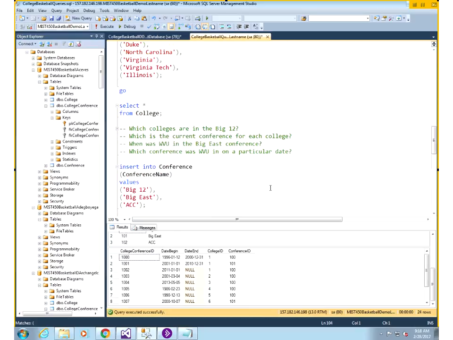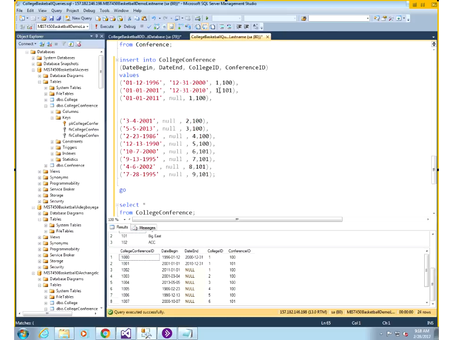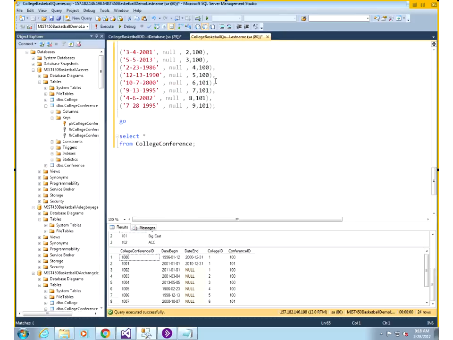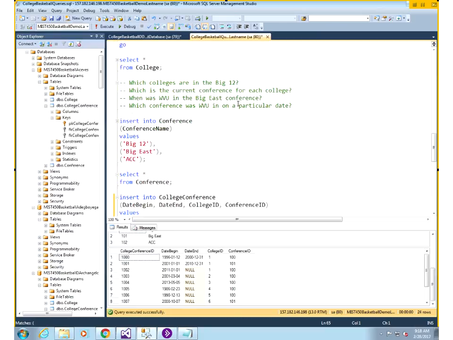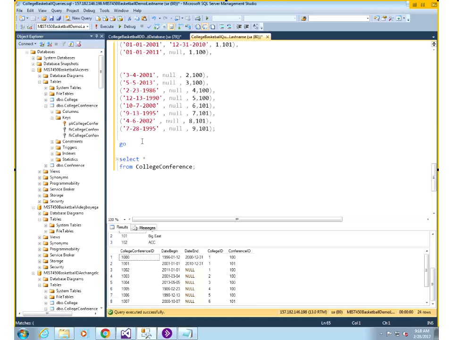Okay, so let's go through a few questions. Which colleges are in the Big 12? What is the current conference for each college? I know that I saw that Logan had done it. How many others have done it? Okay. Marsh, did you have your hand up or were you scratching your head? Okay. I thought it went up and then it came down. Anyway, so let's see. Some of these are easier. Which colleges are in the Big 12?